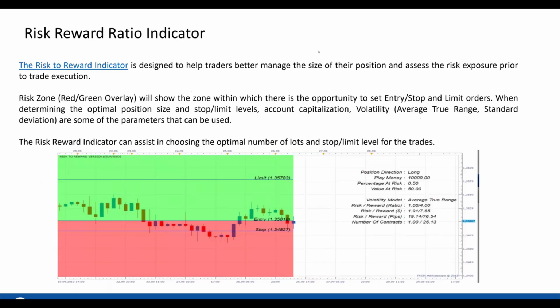Risk-reward ratio indicator. The risk-to-reward indicator is designed to help traders better manage the size of their position and assess the risk exposure prior to trade execution. The risk zone, which is the red-green overlay, will show the zone within which there is the opportunity to set entry, stops, and limit orders. When determining the optimal position size and stop limit levels, account capitalization and volatility are some of the parameters that can be used. The risk-reward indicator can assist in choosing the optimal number of lots and the stop limit level for the trade.